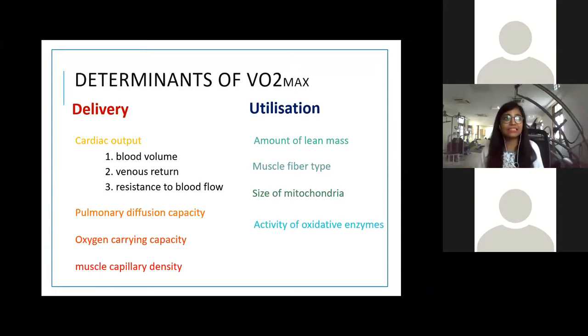When it comes to utilization, there is the amount of lean muscle mass. If the muscle mass is less, the end organ is smaller in size, so the utilization will be less. Then muscle fiber type. The slow twitch muscle fibers are more related to endurance performance, so the higher the number of slow twitch fibers, the better the utilization. Then the size of mitochondria and activity of oxidative enzymes. All of it together leads to better values of VO2 max.